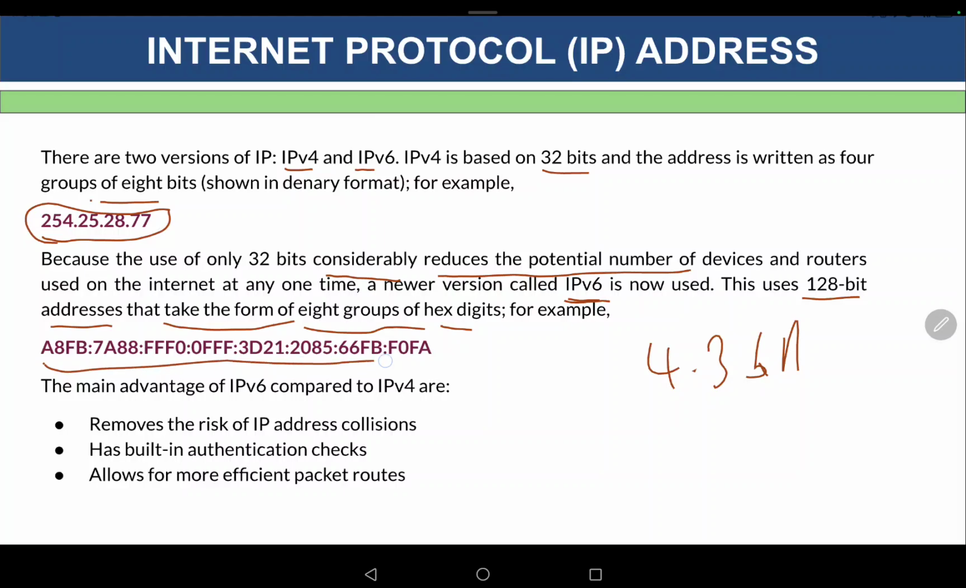For example, this. Okay, so what are the main advantages of using IPv6 compared to IPv4? Number one, it removes the risk of IP address collision. So there will be no more IP conflicts. Then it has a built-in authentication check, meaning that it has a built-in security check. Also, it allows for more efficient packet routes. So it is better and more efficient when routing. So these are the advantages of IPv6 compared to IPv4.